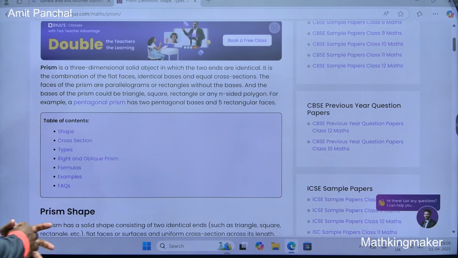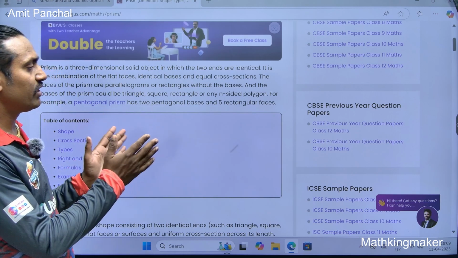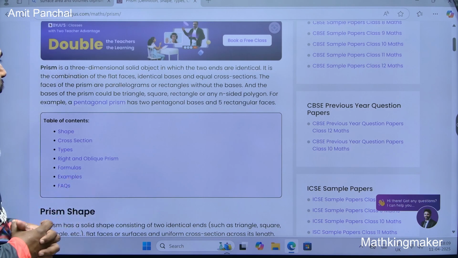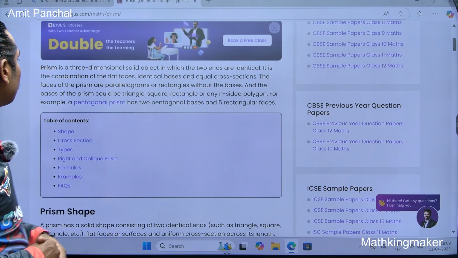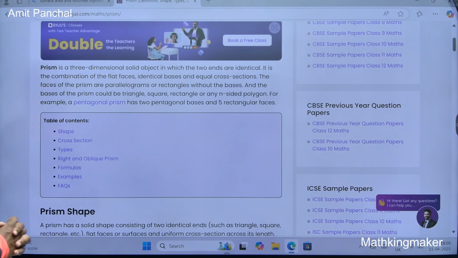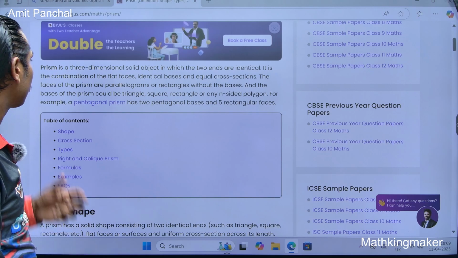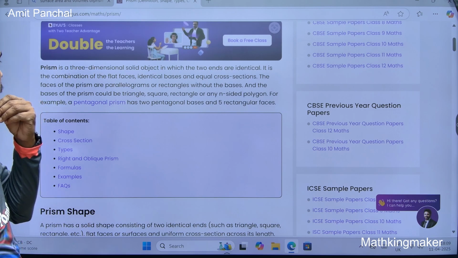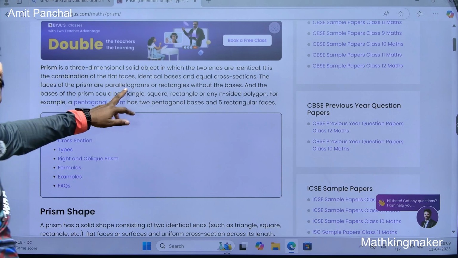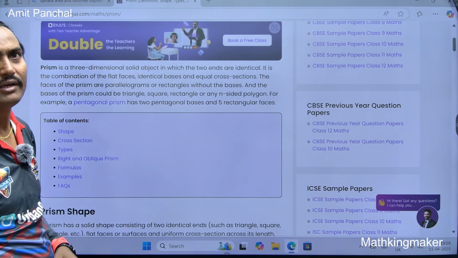It is a combination of flat faces. Every face is a flat face, with identical bases and equal cross section. The faces of the prism, other than the bases, are parallelograms or rectangles. The base may be a triangle, a square, a rectangle, or any n-sided polygon.